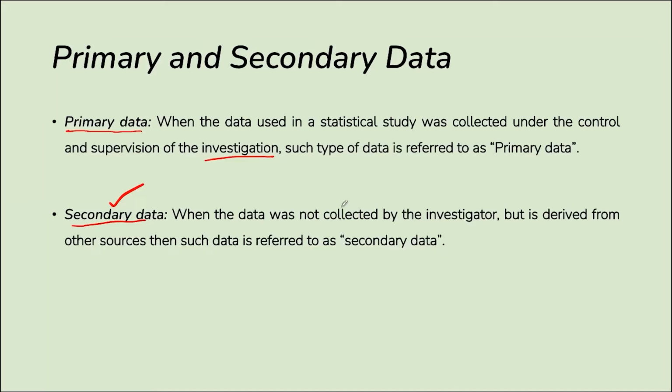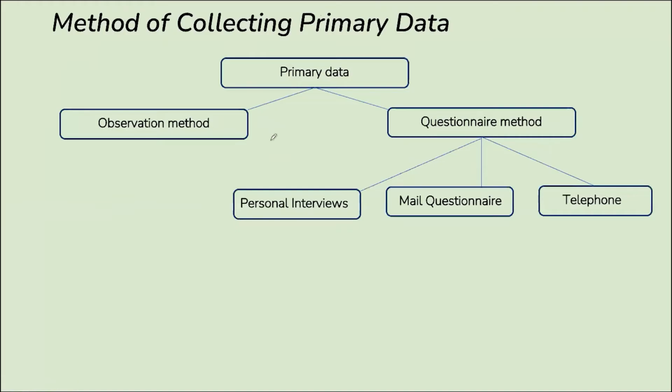So this type of data is not collected by the investigator. Okay, so primary data is collected by the investigator itself, and the secondary data is not collected by the investigator itself, but it is extracted from other sources. So these are the two types of data. Now, there are several methods of collecting the data. Obviously, if the investigator collects the data, then it will be primary data.